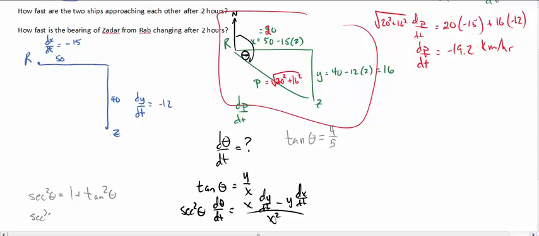So secant squared theta is 1 plus 4/5 squared, also known as 41 over 25. So now I have all the missing pieces, all the parts that we need for this, and substituting our values in, we get d theta/dt is equal to 0 radians per hour. So as these boats are traveling, this angle that we have to turn to see the other boat is not changing as we go. That's what that means contextually.